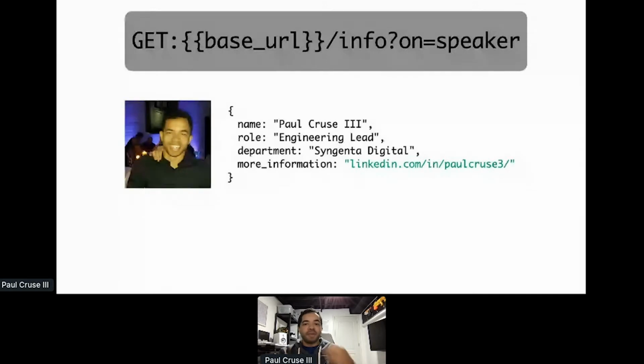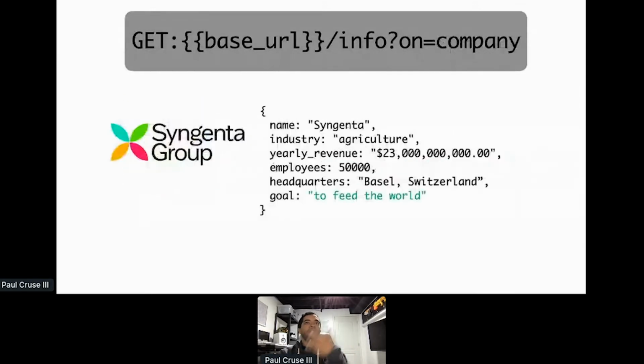And though I don't find myself to be that interesting, I think the company I work for kind of is. The company is called Syngenta. We are in the agriculture space and probably the largest company in this space. We did about $23 billion revenue last year, about 50,000 employees. We're headquartered out of Basel, Switzerland.